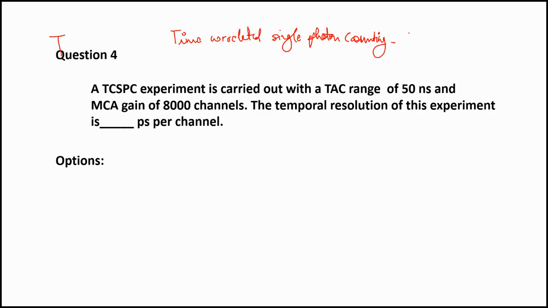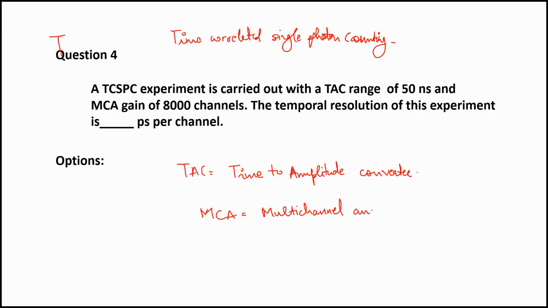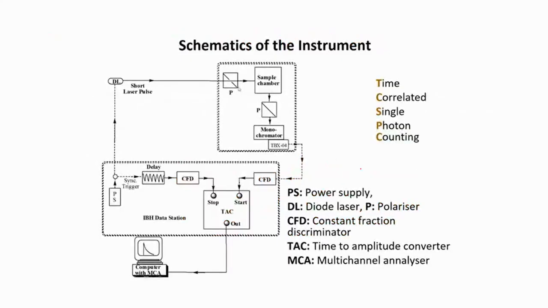In the TCSPC experiment, the TAC range. Now, what is TAC? Can you tell me, Adrija? 50 nanosecond. No, what is the full form of TAC? I do not know. Okay, so TAC stands for time to amplitude conversion. And MCA stands for, do you know this? Okay, multi channel analyzer. So basically, for this, I have just given the schematics of the experiment.